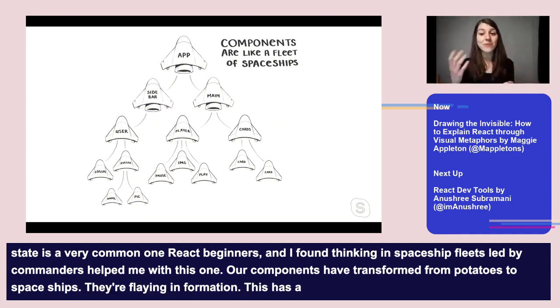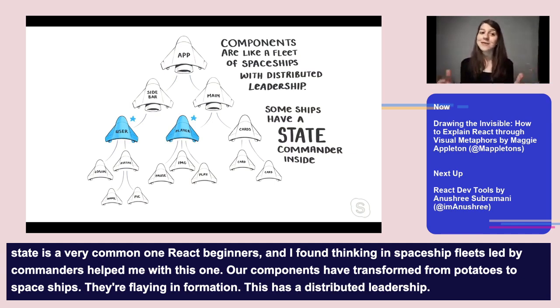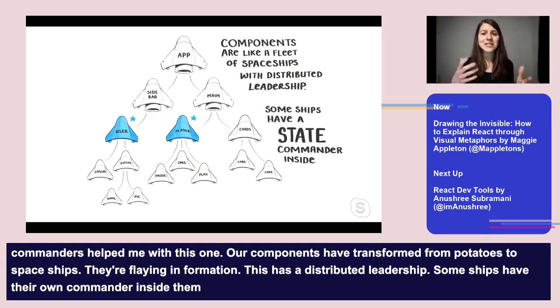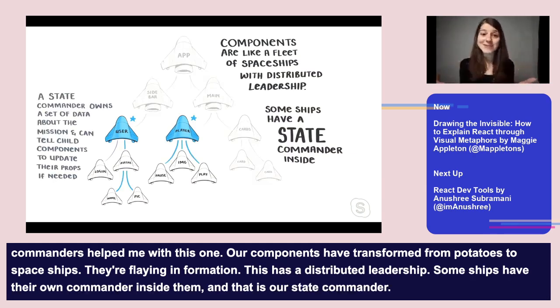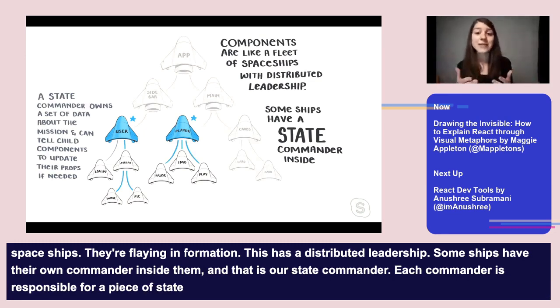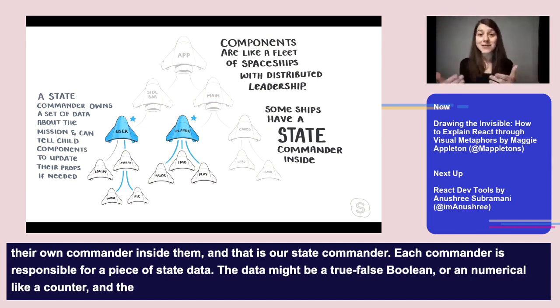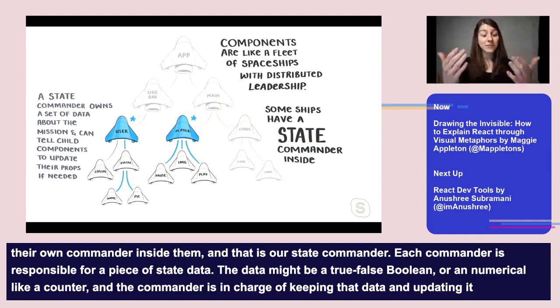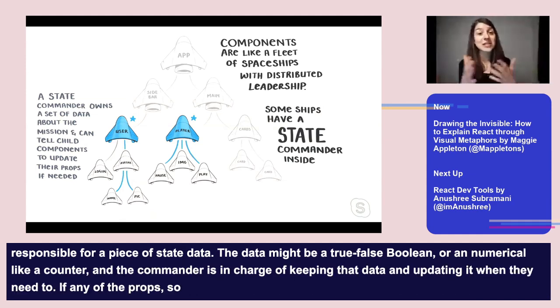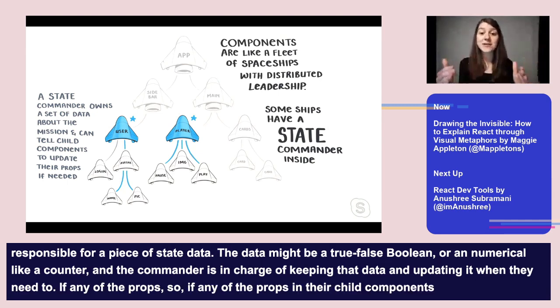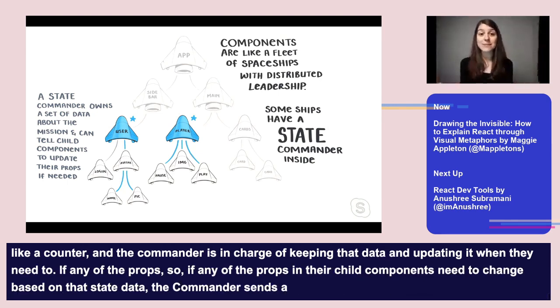So some ships have their own commander inside them, and this is our state commander. Each commander is responsible for a piece of state data. The data might be a true-false boolean, or it might be a numeric amount like a counter, and the commanders are in charge of keeping track of that state data and updating it when they need to. So if any of the props in their child components need to change based on that state data, the commander sends a message to those children to update their props.